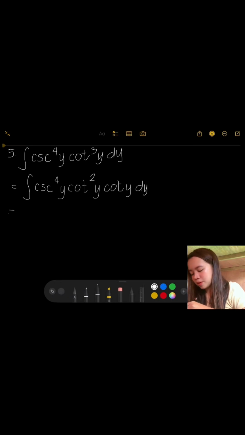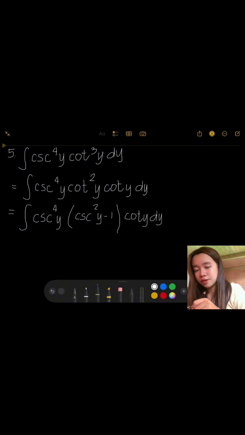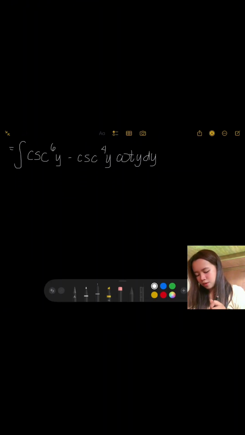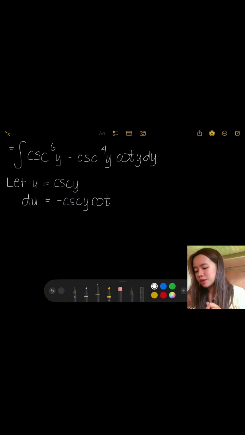So this will become the integral of cosecant 4 y multiplied by cosecant squared y minus 1, cot y dy. So we will just distribute this cosecant 4 y into cosecant squared y minus 1. So this will become the integral of cosecant 6 y minus cosecant 4 y, cotangent y dy. So we let u equal cosecant y, and our du will be negative cosecant y cotangent y.